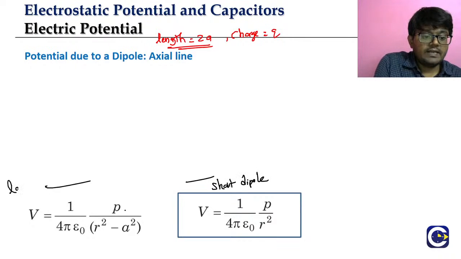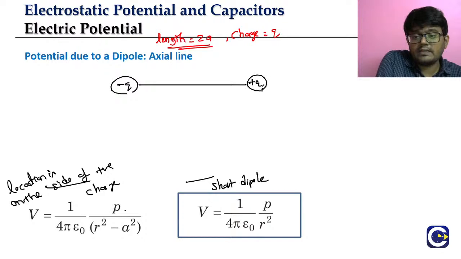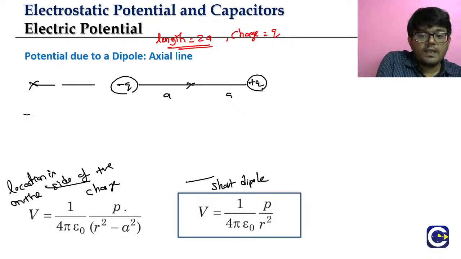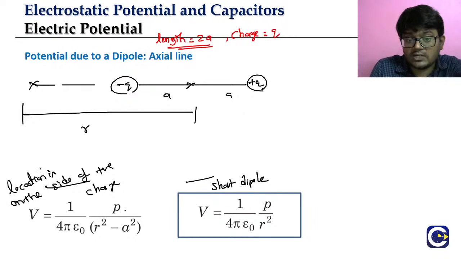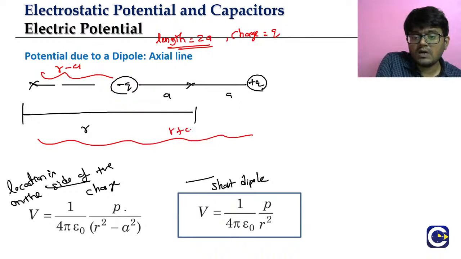When the location is on the side of the positive charge. What is the other possibility? Look at this. We have a minus Q here and a plus Q here. We are taking a point at a distance R from the center of the dipole, marking it on the other side. What is the distance from minus Q? R minus A. What is the distance from plus Q? R plus A.